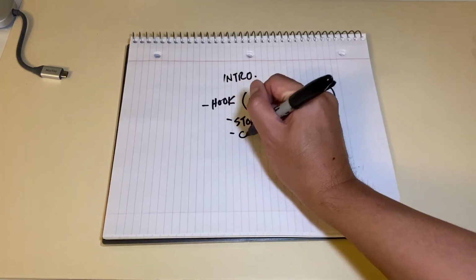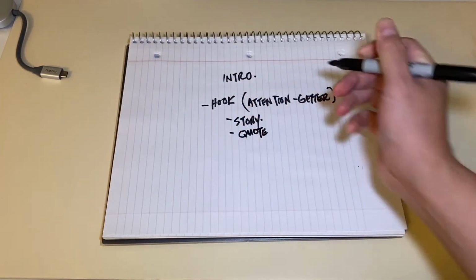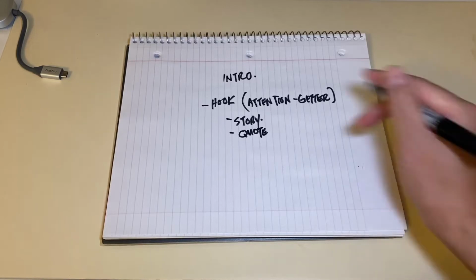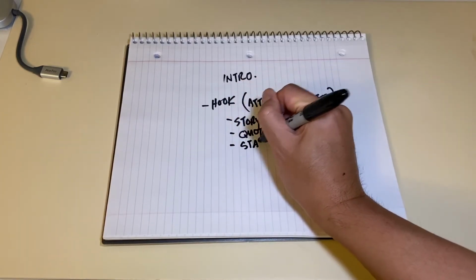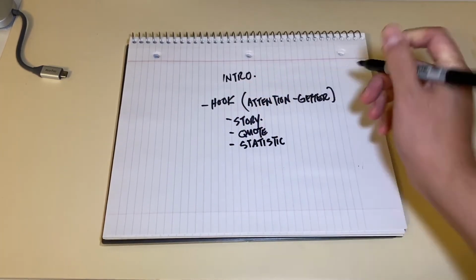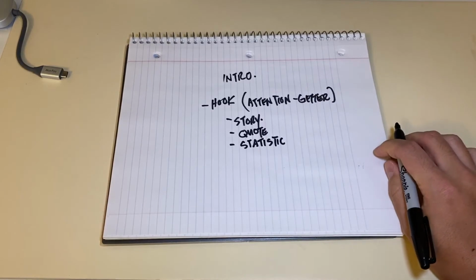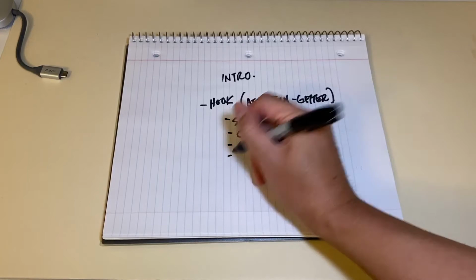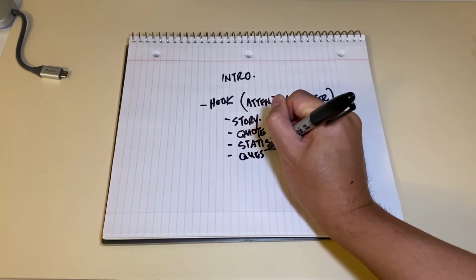Next, you could always set up an opening quote and then explain the significance of the quote to start. You can use a statistic, maybe something shocking that you could give context for. Other things that you could do, for instance, you could set up a question, for instance.